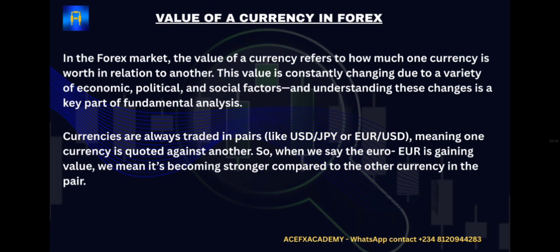Do you understand? So currencies are always traded in pairs. Don't forget, like USD JPY and Euro USD, meaning one currency is quoted against the other. So when we say the euro is gaining value, we mean it's becoming stronger compared to the other currency which it is paired with. I don't know if I'm making sense. I don't know if you're understanding this, right? But you should understand it.